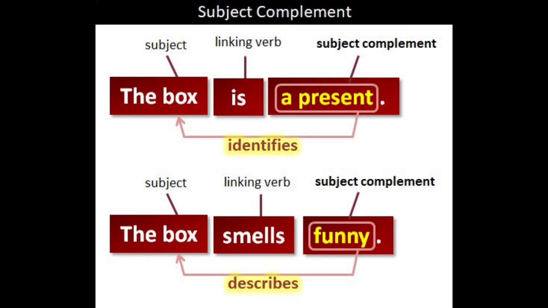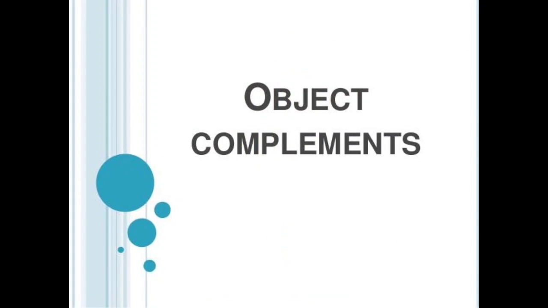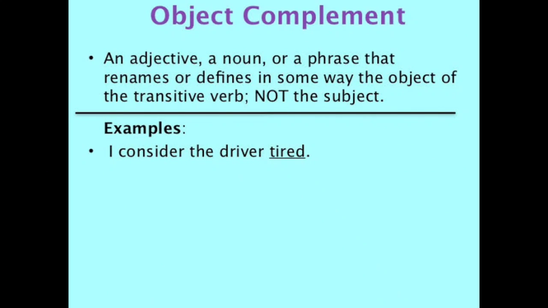Children, let's see the next complement, that is object complement. As I already told you, an object complement is an adjective, a noun, or a phrase that renames or defines in some way the object of the transitive verb, not the subject. So here, the object complement will not describe or define the subject. It describes and defines only the direct object. So see the example here. I consider the driver tired. So here tired is the object complement of the driver.